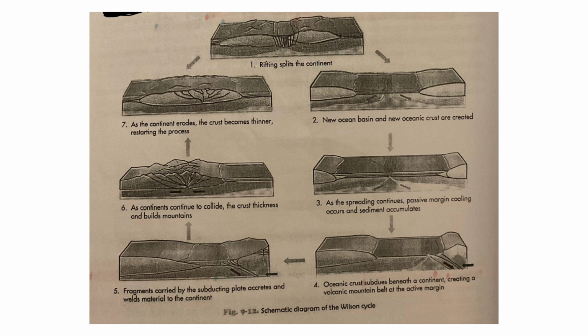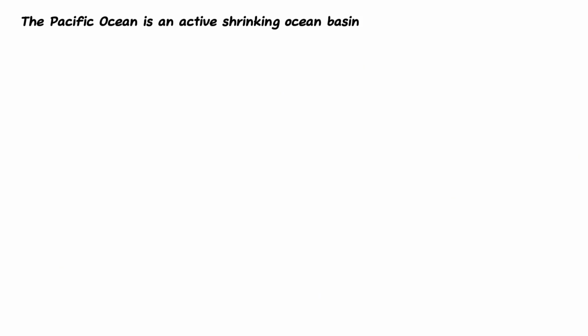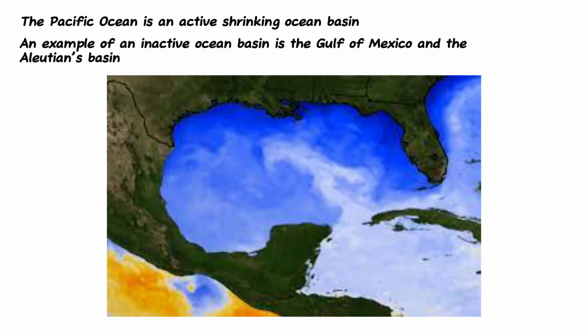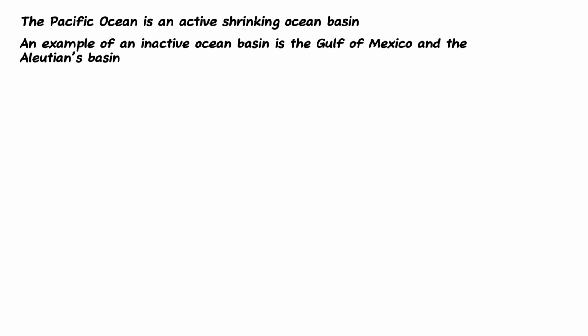The Atlantic Ocean and the Arctic Ocean are examples of active expanding ocean basins. In contrast, the Mediterranean Sea is shrinking as a result of the region's relative plate motions. The Pacific Ocean is a dynamic, dwindling ocean basin with both spreading ridges and oceanic trenches. The Gulf of Mexico and the Aleutian Basin are two examples of inactive ocean basins that have existed for millions of years.